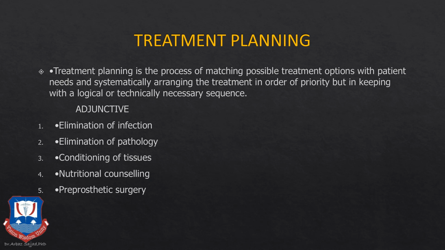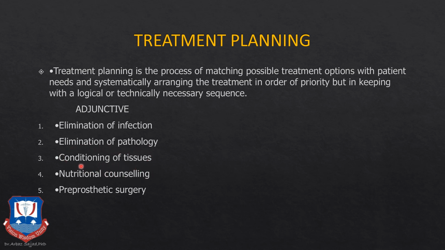Now coming to the last phase, that is the treatment plan. After diagnosis, we have collected all the information and we have to do the treatment plan. Now treatment plan is the process of matching possible treatment options with the patient's need and systematically arranging the treatment in order of priority. So the first step in treatment planning is adjunctive care, such as we should eliminate any infection or pathology. If there are abused tissues, conditioning of the tissues should be done by asking the patient to not wear the ill-fitting denture or by relining his existing dentures with tissue conditioners or soft liners.